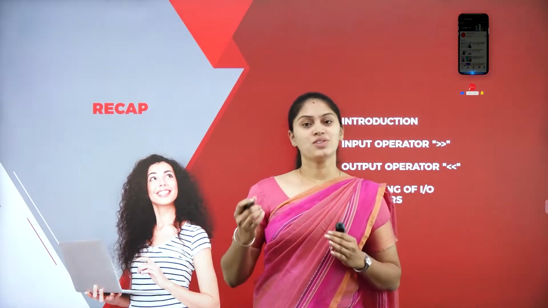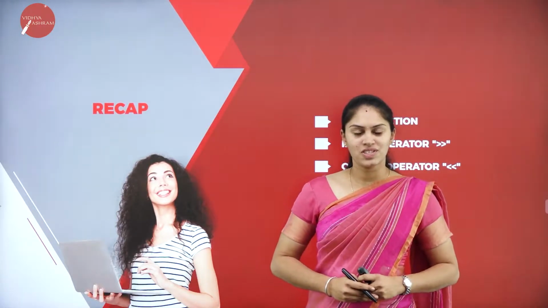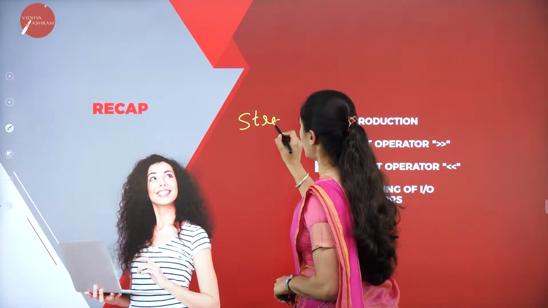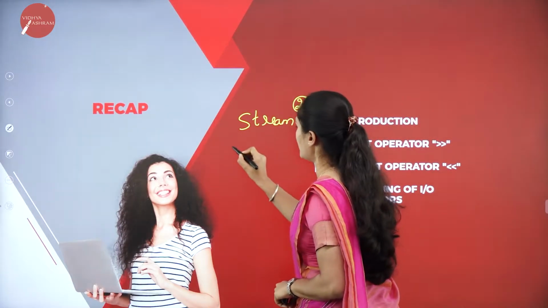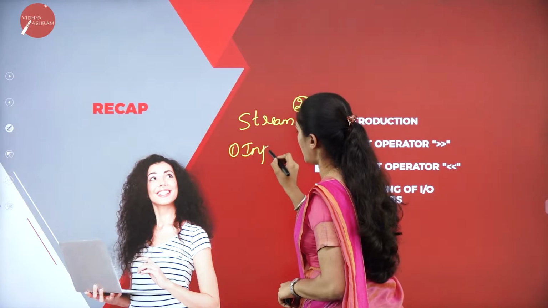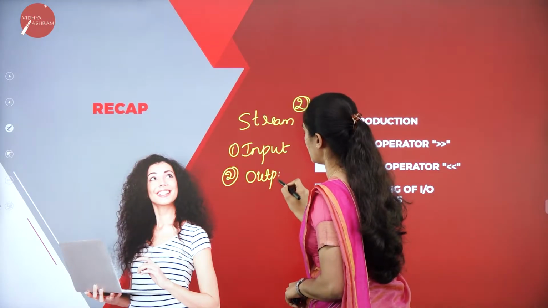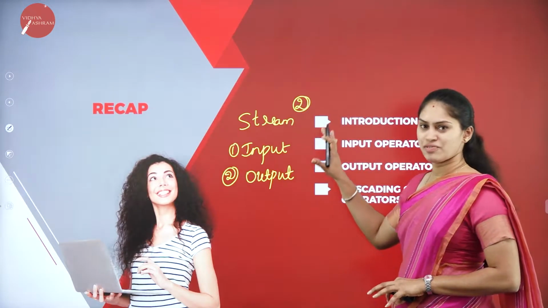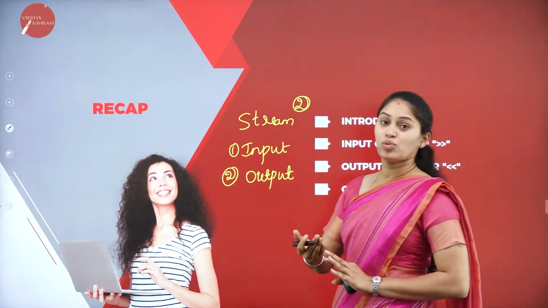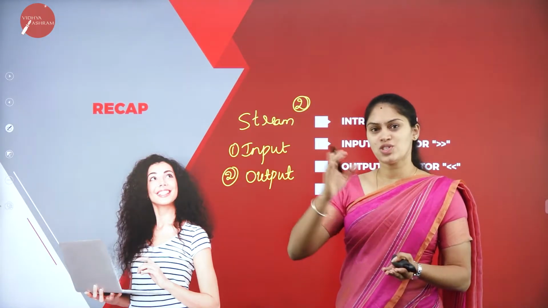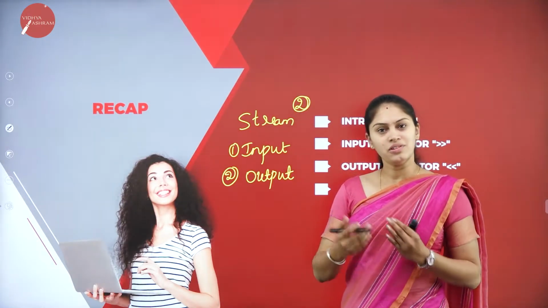So a stream is nothing but what? It is a collection of bytes which is moving from source to destination. And we have two types of stream, that is input stream and output stream. So stream is mainly a movement of bytes, or a collection of bytes, from source to destination, from one position to another position. It can be either input or output.